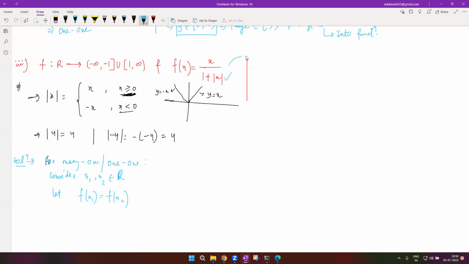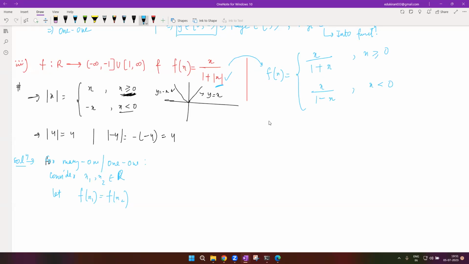Now you can also break this function into 2 parts. You can say that the value of f(x) is x upon 1 plus x when x is greater than or equal to 0. So I'm basically opening this mod x. I can write mod x as what? Plus x or minus x, depending upon the value of x. So I could have done this also.